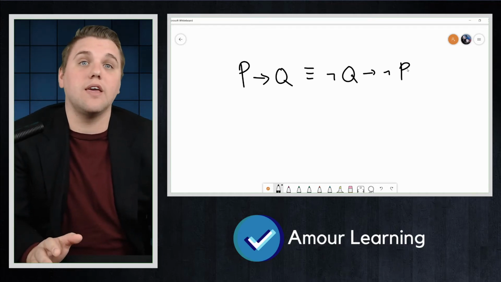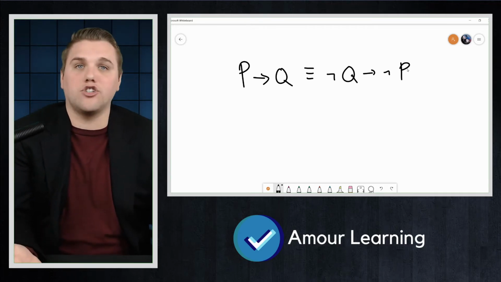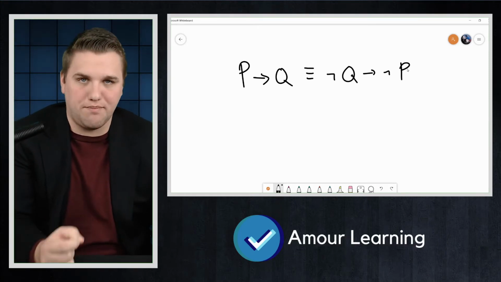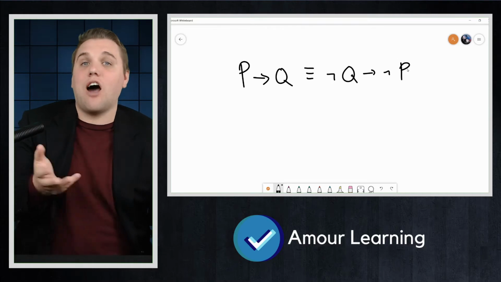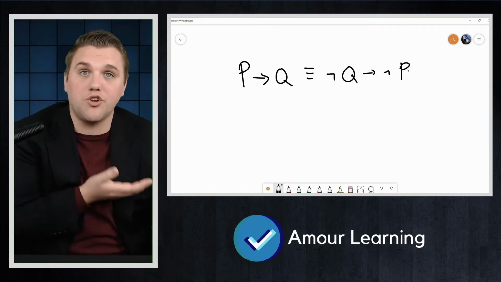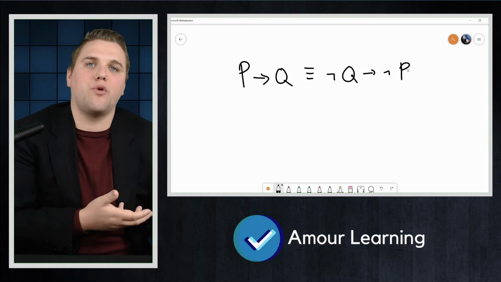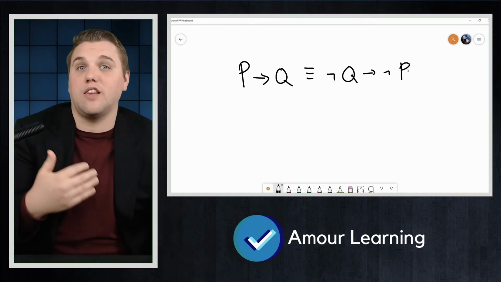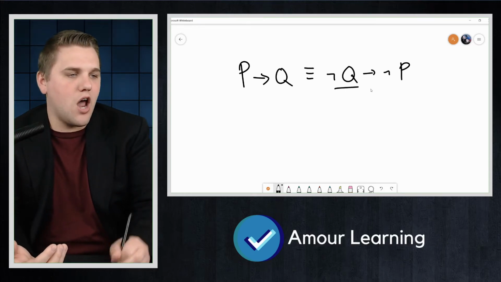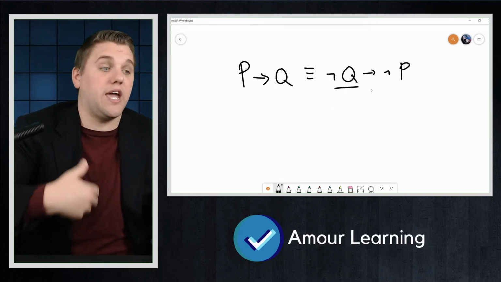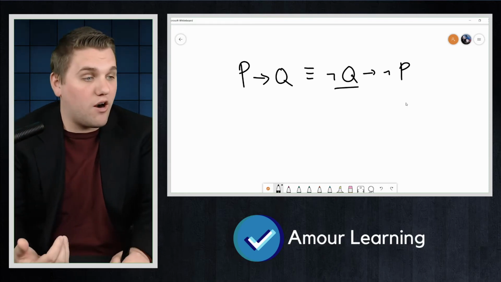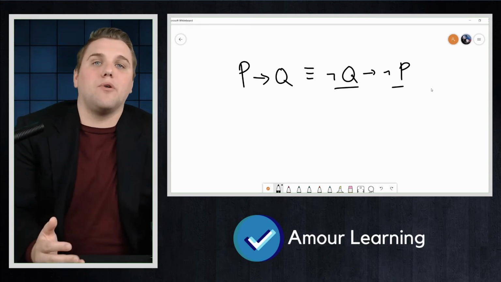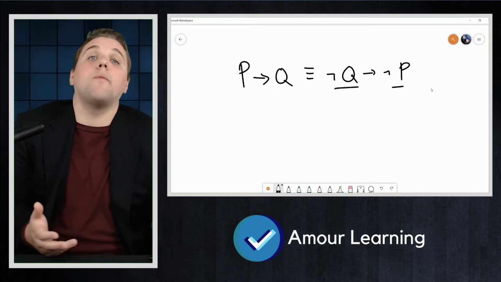easily be proved directly. This is all that proof by contrapositive does. It gives a direct proof of the contrapositive of the implication. This is enough because the contrapositive is logically equivalent to the original implication. The skeleton of the proof of P implies Q by contrapositive will always look roughly like this. We're going to assume not Q, explain, and therefore not P.